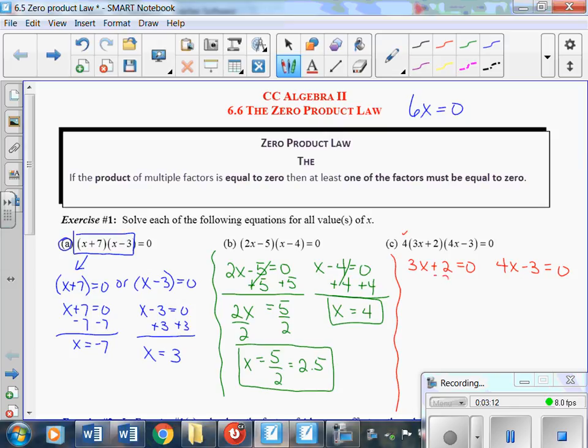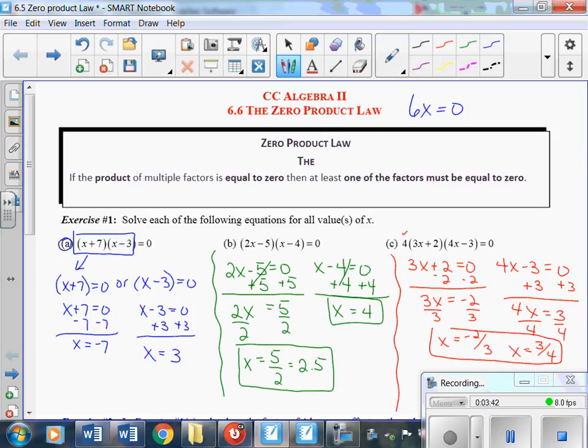So now minus 2, 3x is equal to negative 2, and divide both sides by 3. And x is equal to negative 2/3. Or we add 3 to both sides here. We have 4x is equal to positive 3. Divide both sides by 4, and x turns out to be 3/4. So those are our answers for this particular one right here.